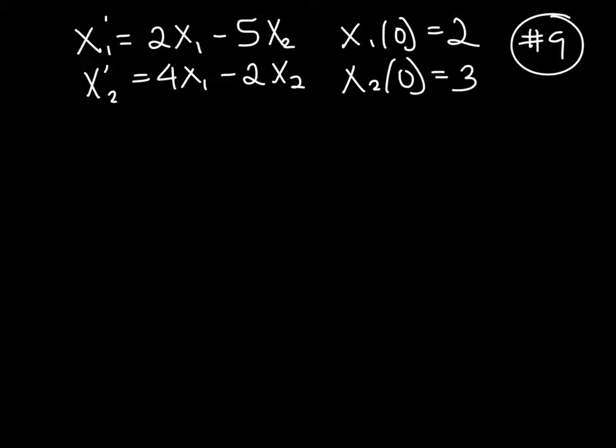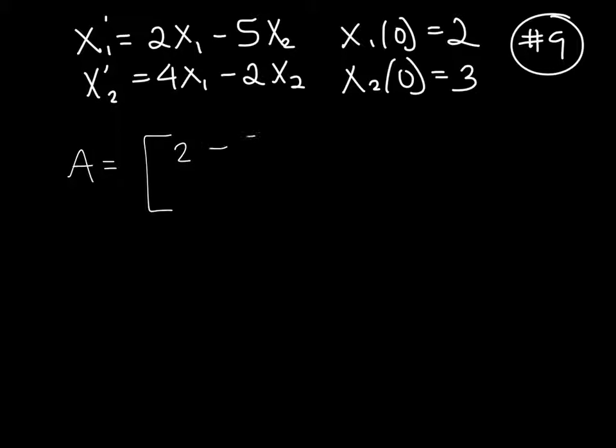Okay, this is number 9 in section 5.4, and very similar to number 10, and I think I did number 2. Okay, so let's use the eigenvalue method to find the solution to this matrix form. There's a matrix in here. We have our A, our coefficient matrix, times our column vector.